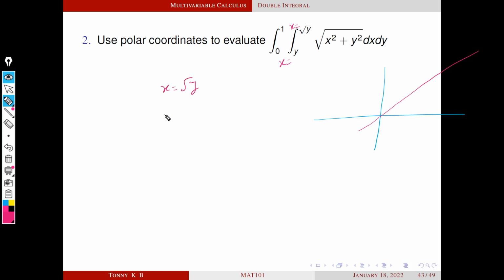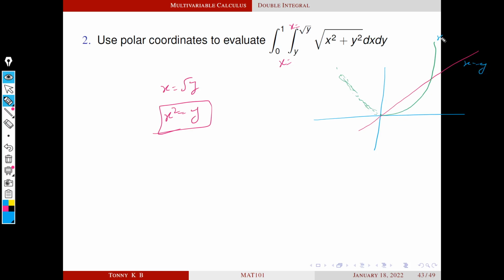What is x equal to square root of y? If you square it, what happens? x square equal to y. We know that x square equal to y is a parabola. So x equal to square root of y is a part of this parabola, with one restriction: x should be positive, because x is equal to the positive square root of y. So y equal to x square is a parabola like this, but x is positive, that means this portion of the parabola.